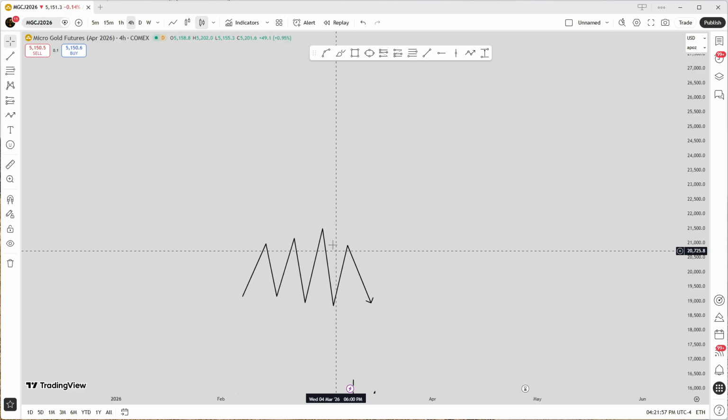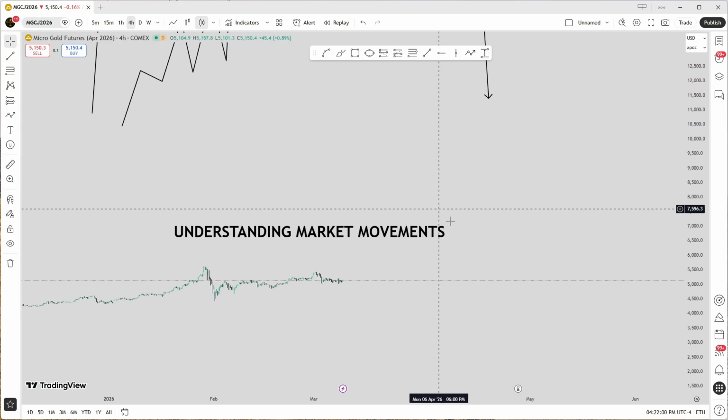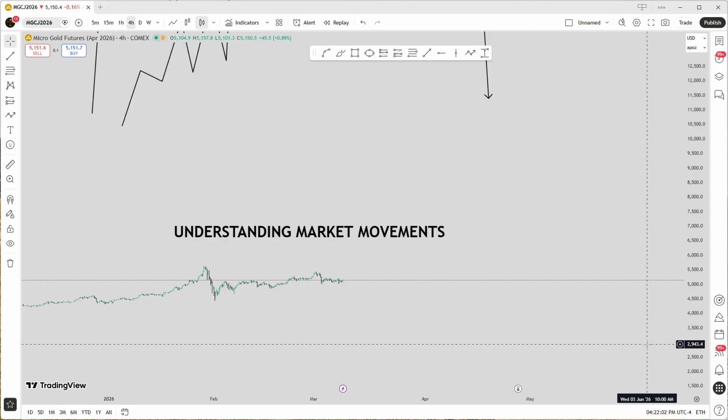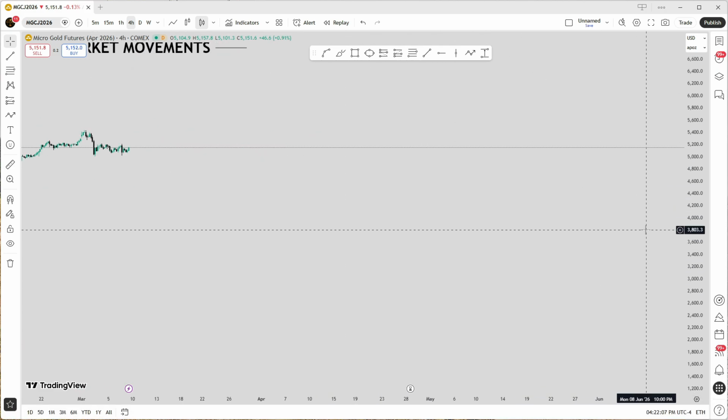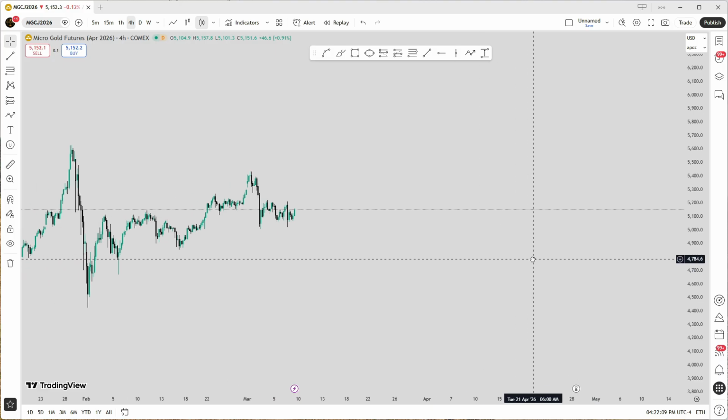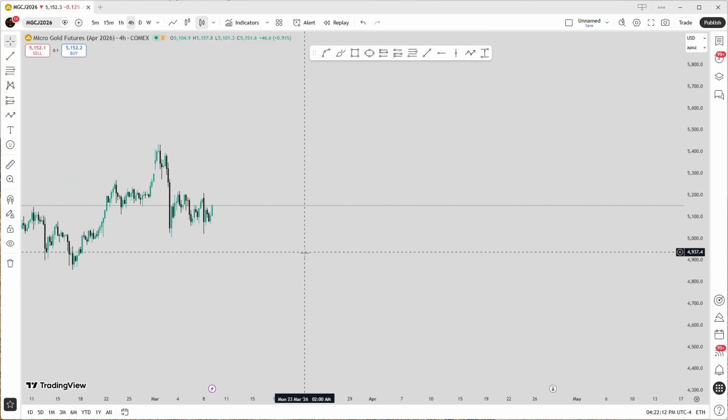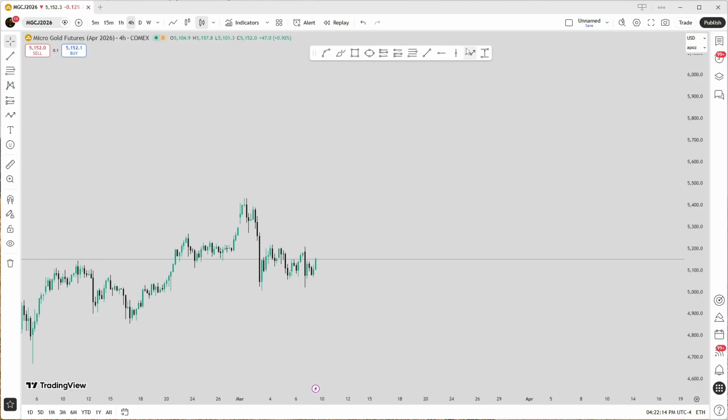An example of this is the current market here in gold. Today is March the 9th. As you can see here, the market has been ranging or in consolidation for almost a week now. From last week Tuesday, the market made this big drop, then it was just in consolidation up until this day here.